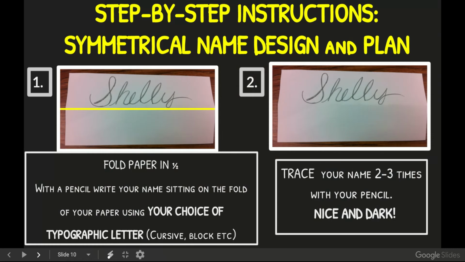Step by step, if you're going to do a symmetrical name design, check out Shelly here. She folded her paper in half, and notice she wrote her name quite large on the top half. You do not have to write in cursive. It is your choice of typographic letter. It says so here. You're going to trace over it multiple times with pencil. Make it nice and dark because you need that graphite to transfer.